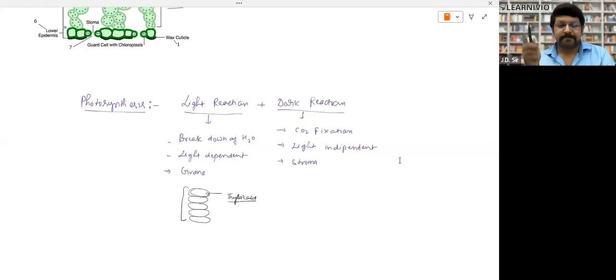Try to think simply. Look, it will take place in both day and night, because it can take place in the presence and without the presence of sunlight. Exactly. I said it does not require light. It doesn't mean that it will not take place in the presence of light. It will take place at daytime as well as night time. Light reaction requires light, so it will take place only in daytime, not at night. Clear?